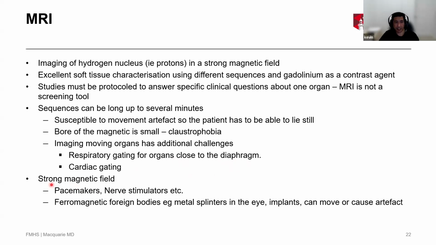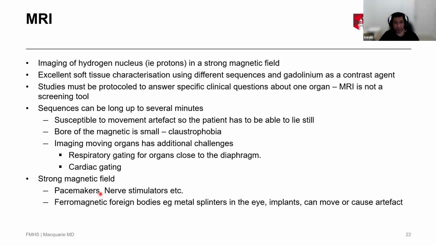The other thing is it has a very strong magnetic field. So magnets can range in strength from 0.5 Tesla to 3. Some of the research magnets go up to 7.8. I can't remember.